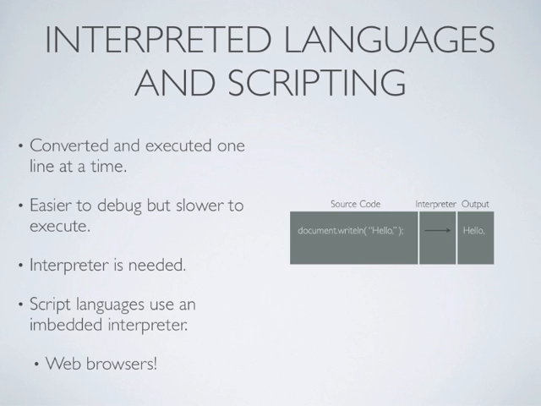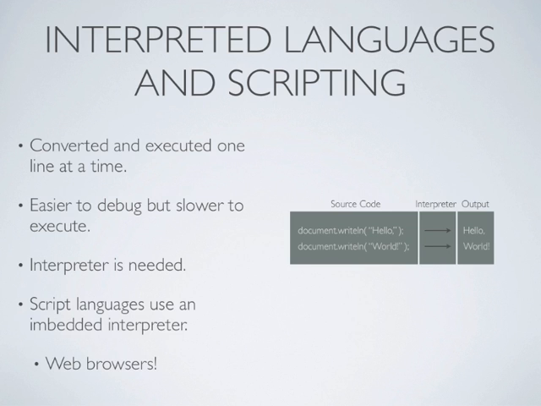So in our JavaScript, for example, if we wrote a document.writeLine hello statement, when that statement was read in by the interpreter, converted into binary and executed, it would result in the word hello, comma, the way it's written here on screen, being added to our web page.